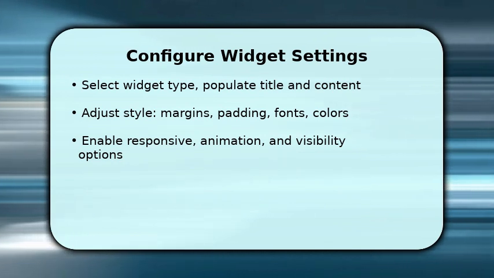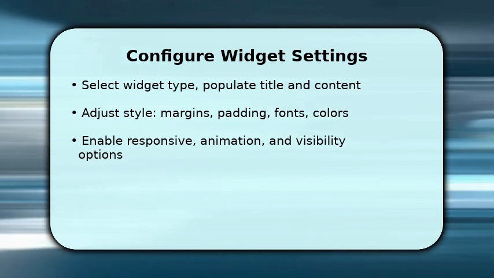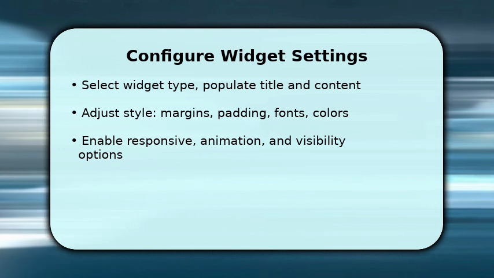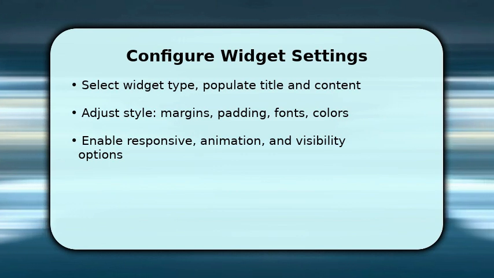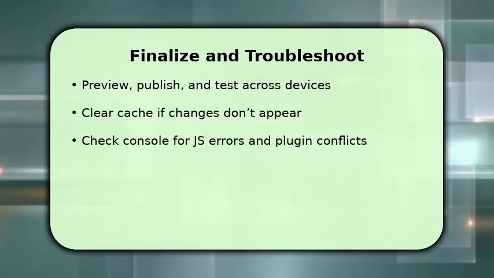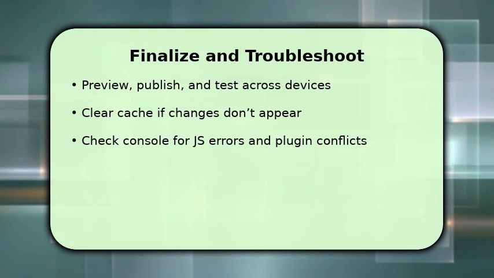Then adjust style controls, margins, padding, fonts, and colors to match your design system because visual consistency matters. Finally, enable responsive settings, choose entrance animation if needed, and set visibility so the widget appears only where you want it to. You finish by previewing the page, publishing, and testing the widget across devices to confirm layout and behavior.